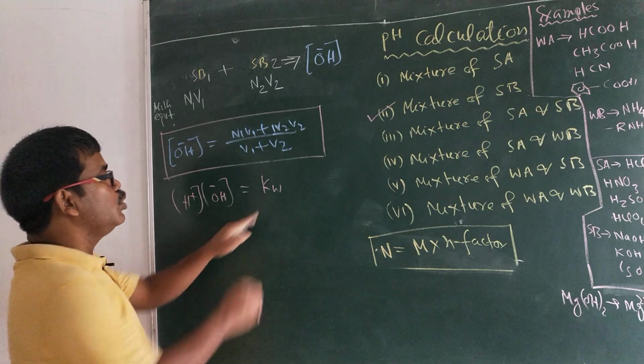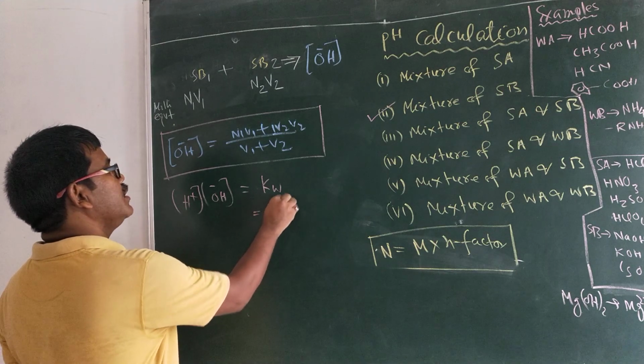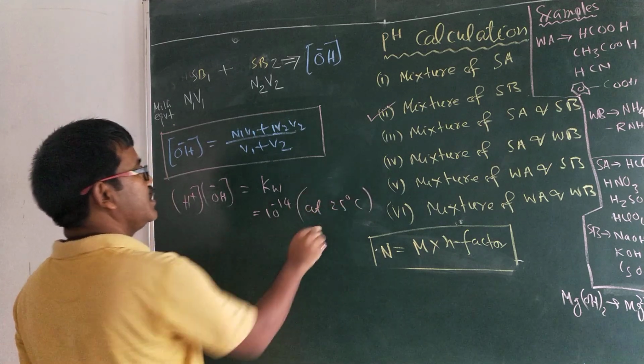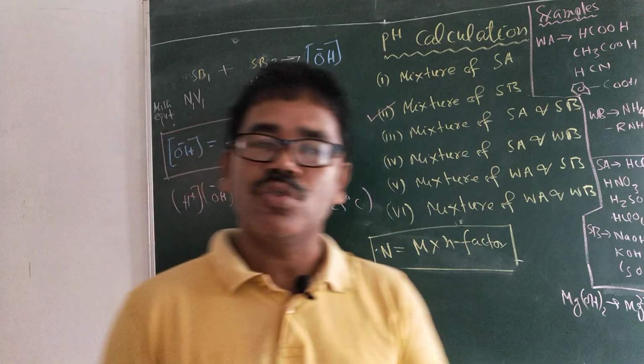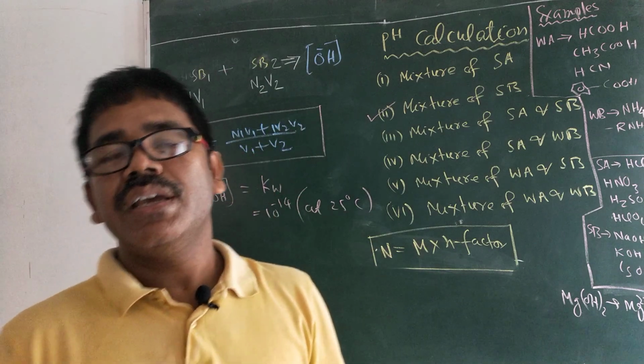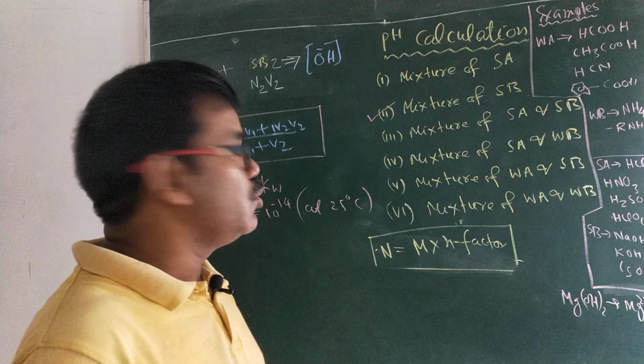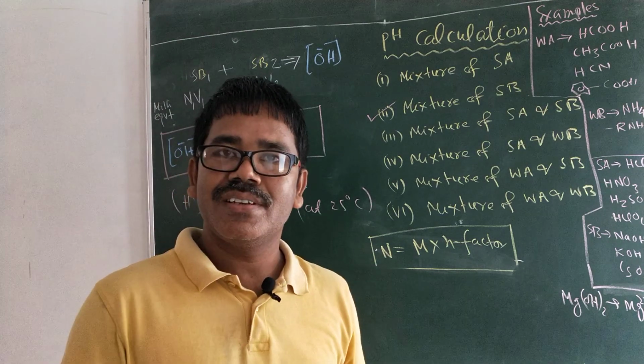The value of Kw is 10 to the power minus 14 at 25 degrees Celsius. If temperature is not mentioned, you need to consider 25 degrees Celsius. If temperature is mentioned, in that case the values can be different. We know that Kw increases as the temperature increases.